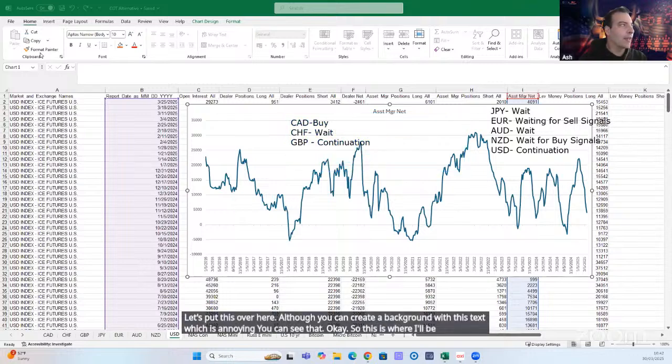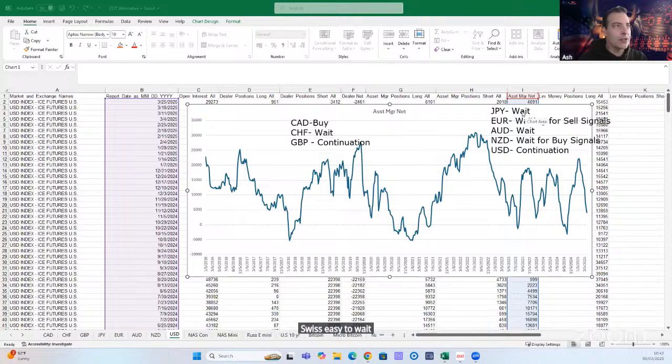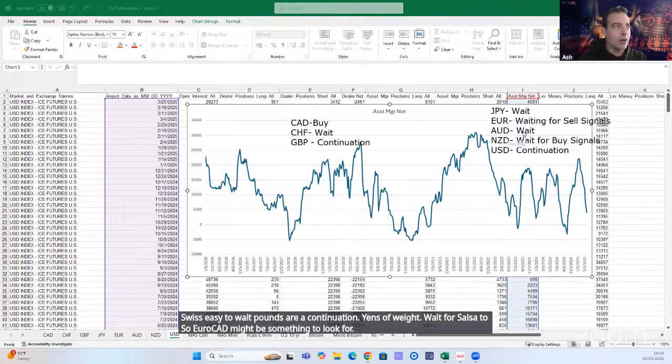So the CAD's a buy, Swissie's a wait, pound's a continuation, yen's a wait for sell signals. So Euro CAD might be something to look for. Aussie is a wait for buy signals, the Kiwi and continuation on the dollar.